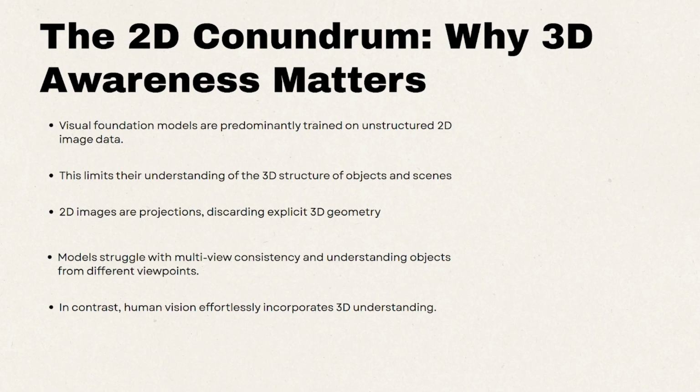Think about it. A 2D image is just a flat projection of our rich 3D environment, and in that projection, explicit 3D information is lost. This can lead to issues where models don't produce view consistent features when observing the same object from different angles. Humans, on the other hand, naturally perceive and reason about the underlying 3D structure of what we see. This gap is what the paper aims to bridge.